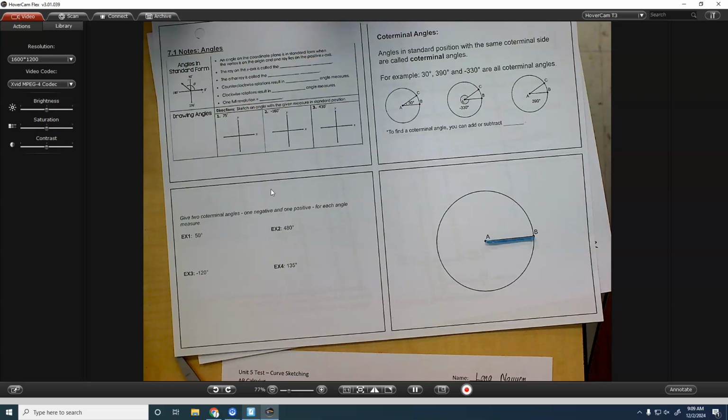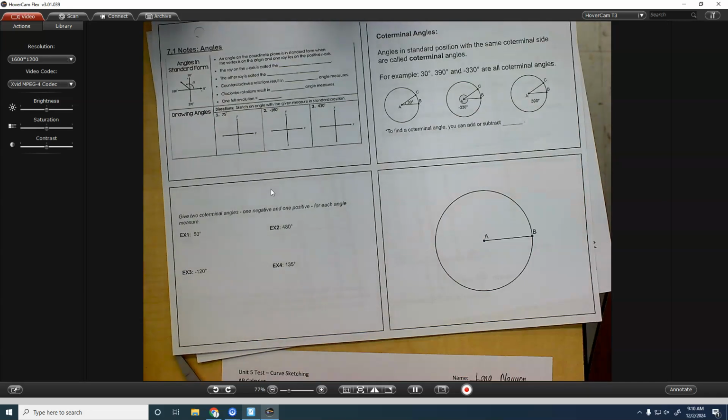Okay? Then use that to cut several little pieces that are the length of that radius. So I'm just going to use that same.